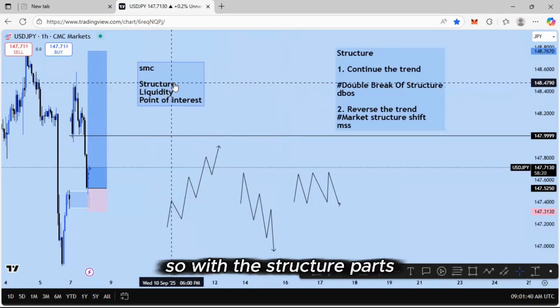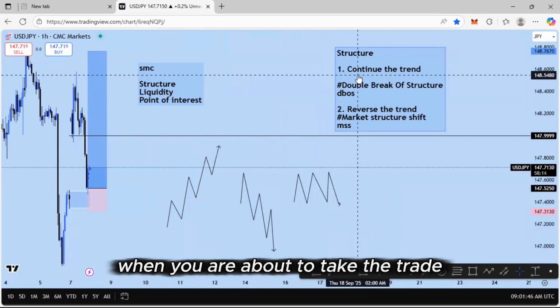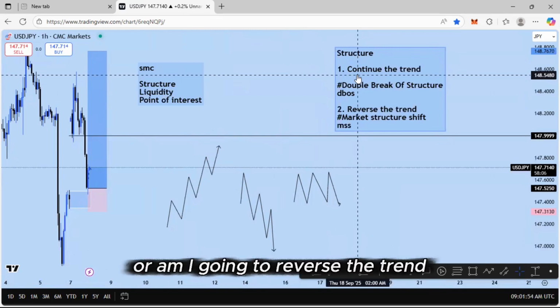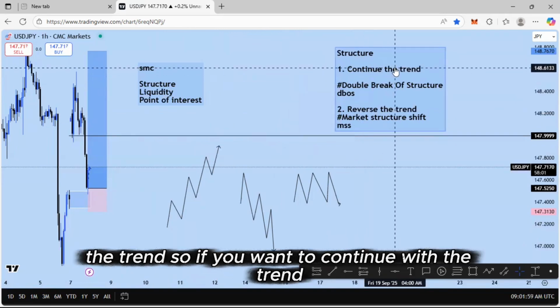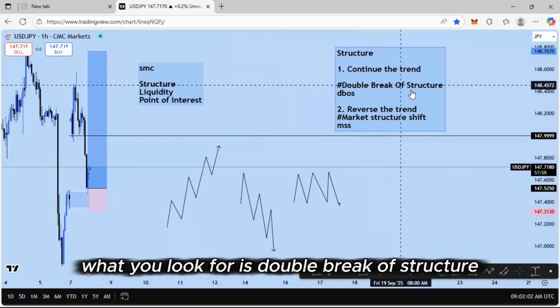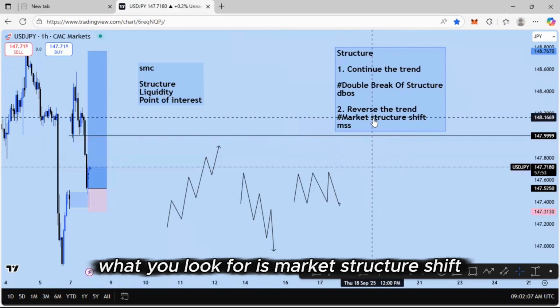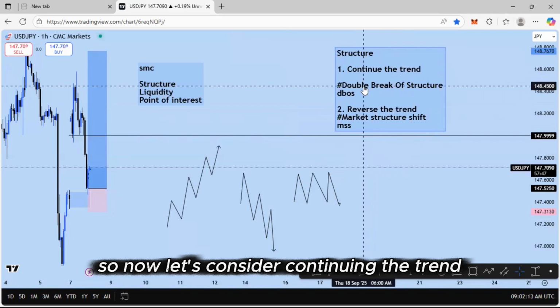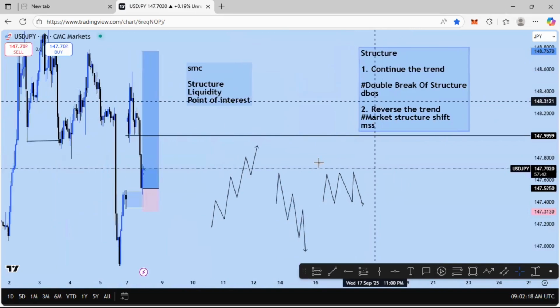So with the structure part, now we are considering the structure part. When you are about to take the trade or about to do your analysis, you ask yourself, am I going to continue with the trend or am I going to reverse the trend? So if you want to continue with the trend, what you look for is double break of structure. I'll demonstrate it. And if you want to reverse the trend, what you look for is market structure shift. So now let's consider continuing the trend.